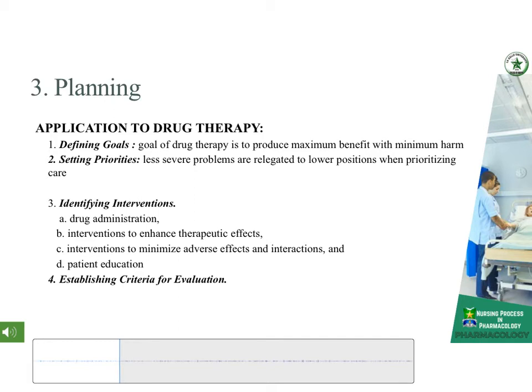So, one is the drug administration. Second, we have the interventions to enhance therapeutic effects. Third is the interventions to minimize adverse effects and interactions. And fourth, we have the patient education. Of course, it encompasses information in the first three groups.